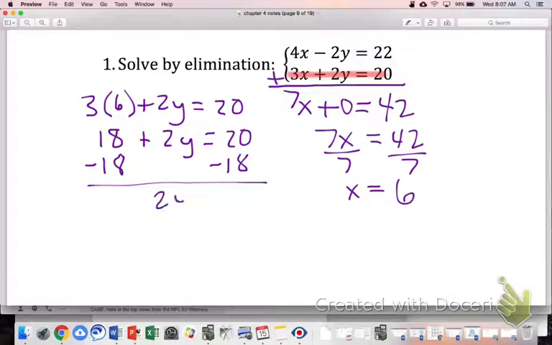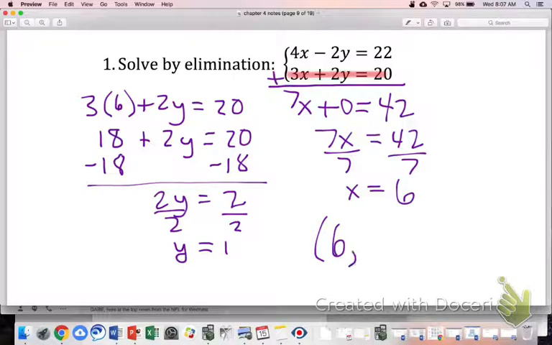So that gives you 2y equals 20 minus 18, which is 2. And then to get the y all the way by itself, division by 2. And of course, 2 divided by 2 is 1. So that means that our final answer would be 6, comma 1. That's where those two lines cross. Elimination is way easier than graphing in almost every case. And in this case, I'd say it's quite a bit easier than substitution. Okay? I agree. All right.